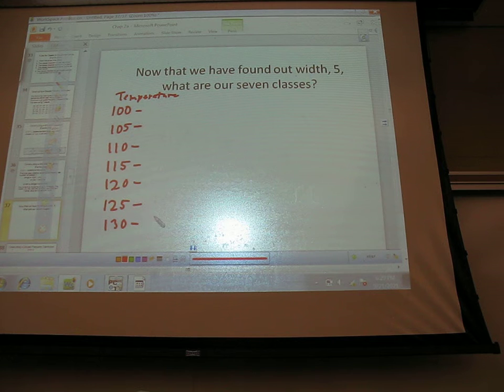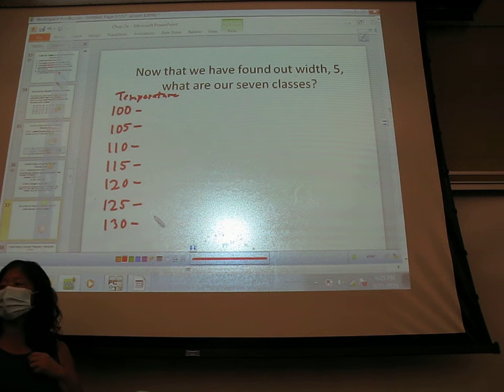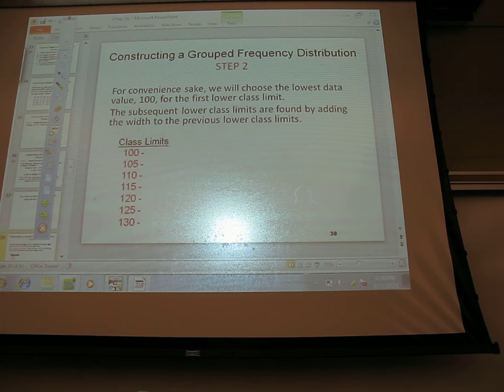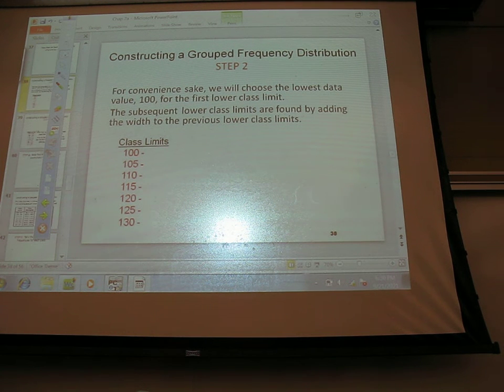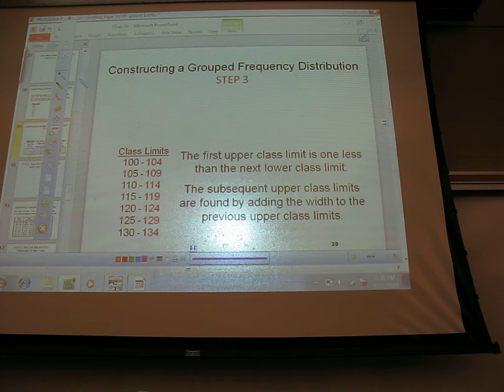Now that we've done this, now we can go back and figure out what came before. So 105, what's the number before 105? 104. Perfect. And then the next one, the number before 110? 109. And you know what? That's separated by how much? 5. 5, your class width, right? So just add 5 if you want. Find all the rest. Done. Good? Has everyone written these in?